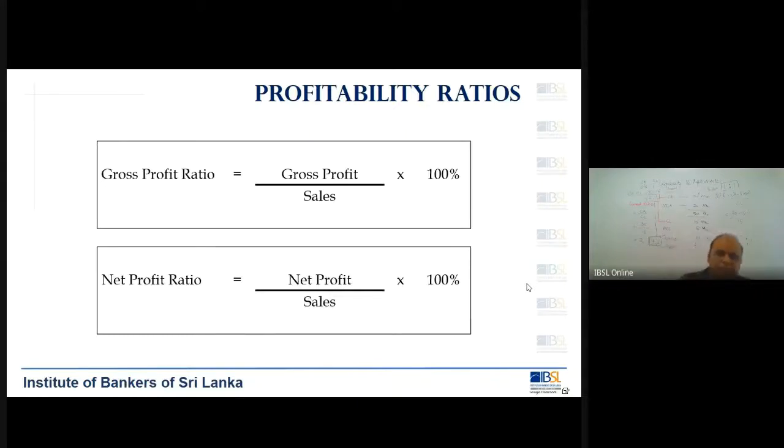The next ratio is the net profit ratio. That is again very straightforward. You divide the net profit by, again, the sales amount. In both cases, whether it is gross profit or net profit, you are comparing the relationship with the total sales that you have done. Here the sales includes cash sales as well as credit sales.